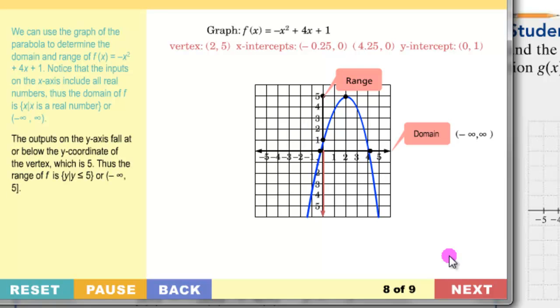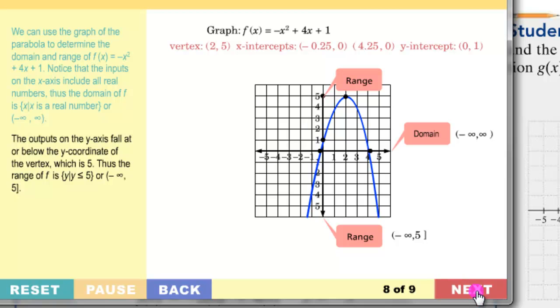The outputs on the y-axis fall at or below the y-coordinate of the vertex, which is 5. Thus, the range of f is y such that y is less than or equal to 5, or negative infinity to 5. Okay, so that was an example of how to find domain and range by looking at the graph.